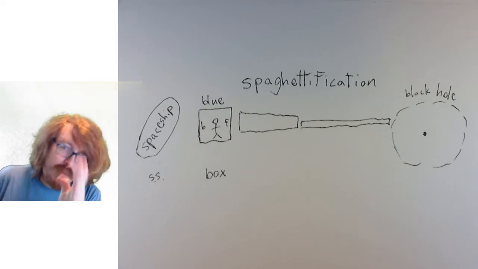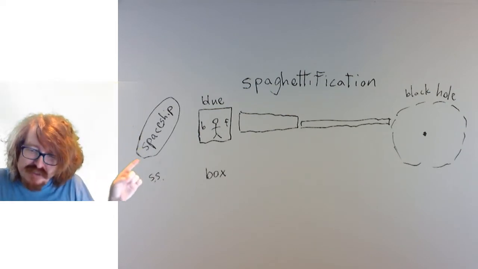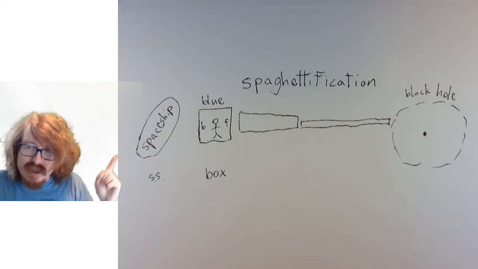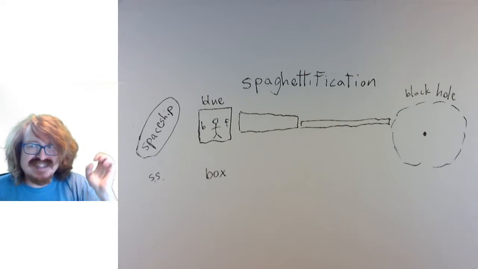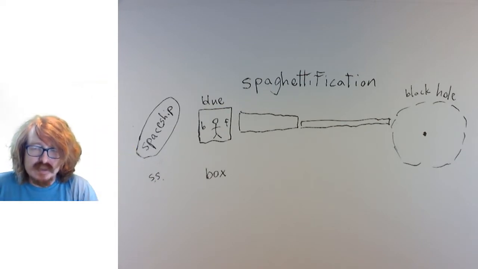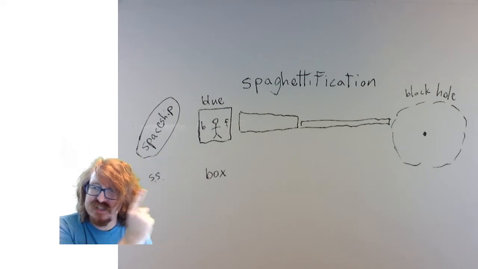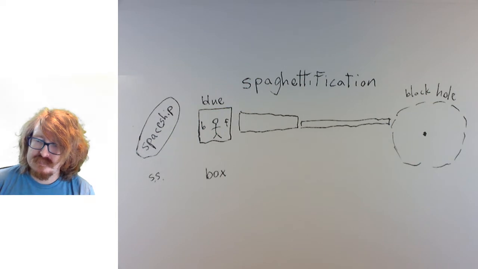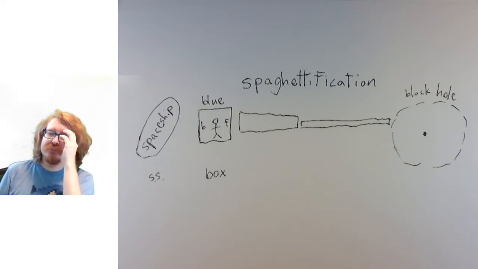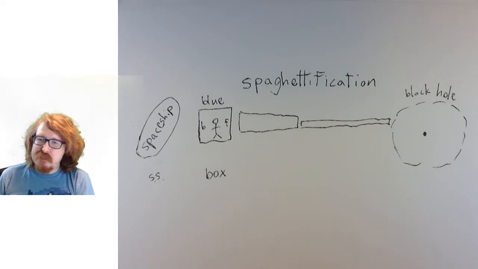Now, here's an important thing, though. Spaghettification has nothing to do with relativity. So, who sees it happen? If this is not a relativity thing, who sees it happen? Just the guy in the box? Just the spaceship? Or both?